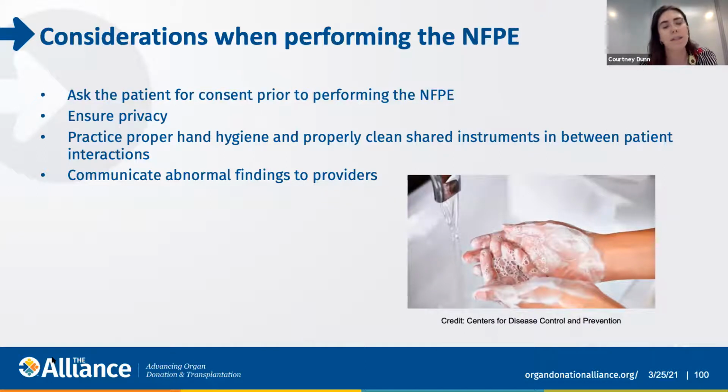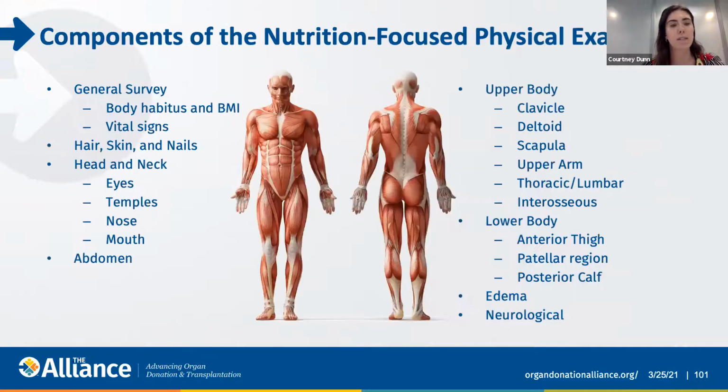So prior to performing the exam, I just ask the patient for consent. I explain why I need to perform the exam. And then I make sure that we're in a private space. So if there's a shared patient room, drawing the curtain and also closing the door. Just make sure to practice proper hand hygiene prior to performing the exam, also wearing proper PPE, and then cleaning any instruments that might be shared between patients. And from the nutrition-focused physical exam, I take those findings and I communicate them with the transplant team and document them in my transplant nutrition assessment.